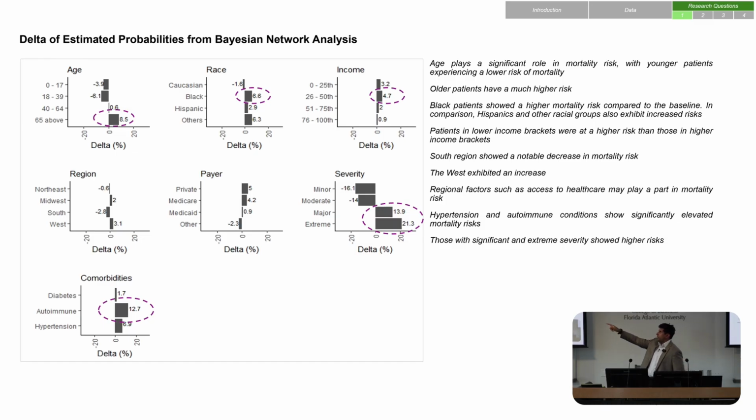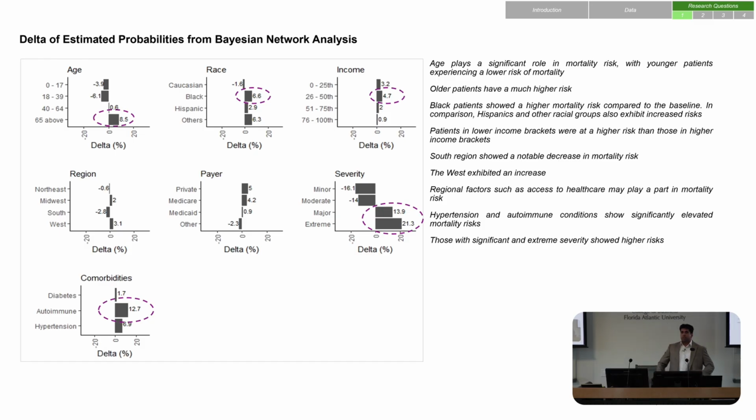So here we see with patients that are 65 and above, you're going to see higher mortality risk. That's a given because with age comes physiological decline. For African American patients, we see a higher mortality risk compared to Hispanics and Caucasians. For patients in the lower income group, we see higher risk of mortality. For patients with major or extreme severity, so when they came into the hospital, if they had come in with a severe condition, they would have higher risk of mortality. And for the comorbidities, we see diabetes, 1.7% increase, but autoimmune shows the hardest increase in risk of mortality.